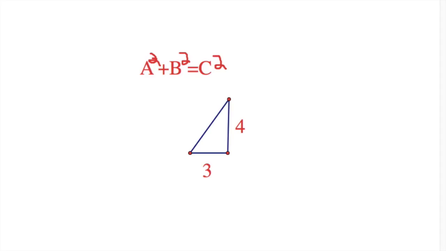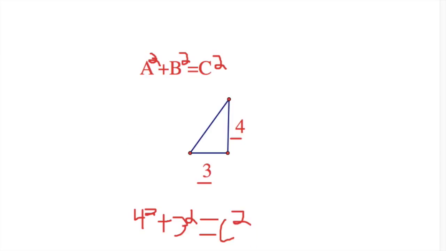Next, I have an example. So first what we want to do is find a, which is this. Then we want to find b, which is 3. Then we want to write out the equation. 4 squared plus 3 squared equals c squared.